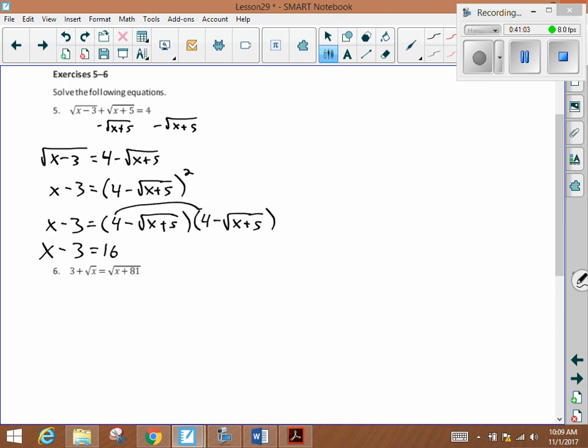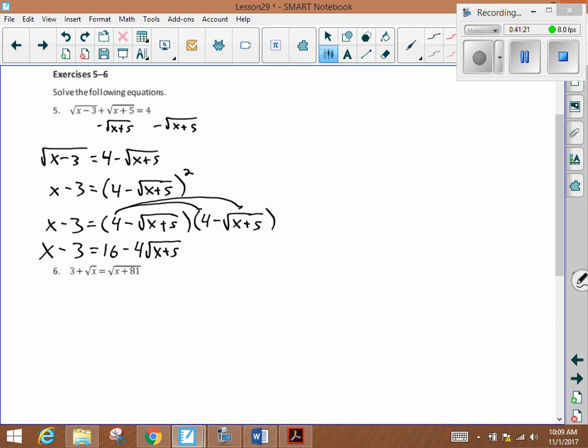And now we gotta do 4 times negative square root x plus 5, which is gonna be negative 4 times the square root of x plus 5. So I'm just gonna write that 4 as a coefficient, right? I'm just gonna put it out in the front. I'm not gonna try to distribute it. I'm just gonna leave it out in the front, okay?